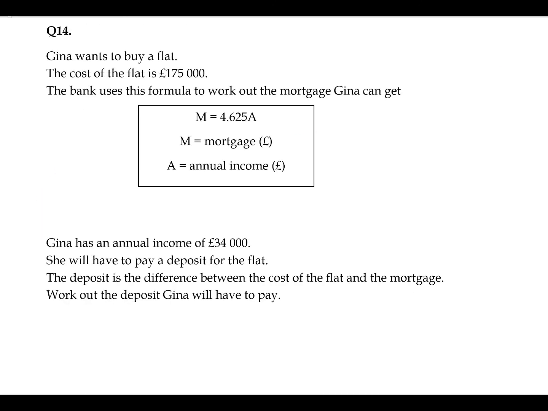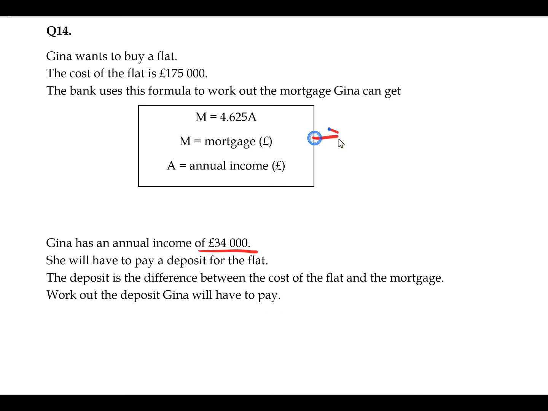Question 14. Gina wants to buy a flat, and the flat costs £175,000. The bank uses this formula to work out the mortgage Gina can get, where the mortgage is equal to 4.625 times the amount for annual income. So Gina has an annual income of £34,000. She will have to pay a deposit for the flat. The deposit is the difference between the cost of the flat and the mortgage. Work out the deposit Gina will have to pay.